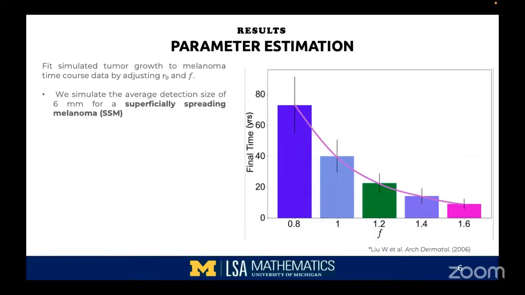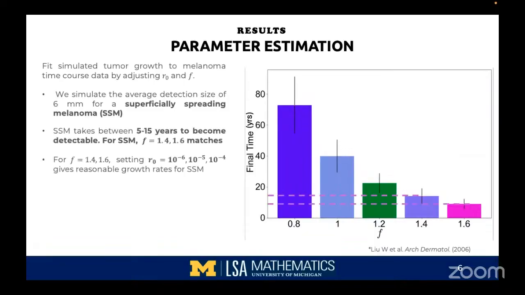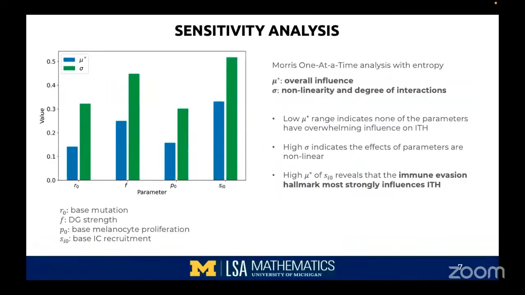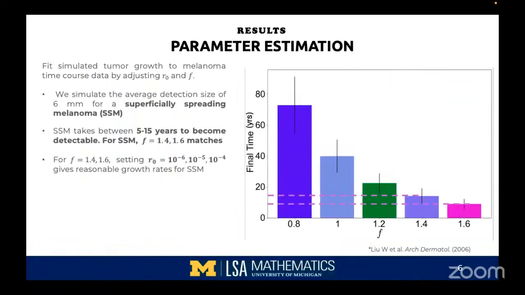And there's a very clear inverse with F, which is unsurprising. But more specifically, we know that SSM takes about 5 to 15 years to become detectable, and that corresponded to a range of F being about 1.4 to 1.6. So we had a good range to start our work with. And then also look at what kind of R naught values we needed to use from the growth rates of melanoma in order to be able to match those. So we were able to get that to 10 to the minus 6 and 10 to the minus 4 also. So those are the ranges that we're working with.